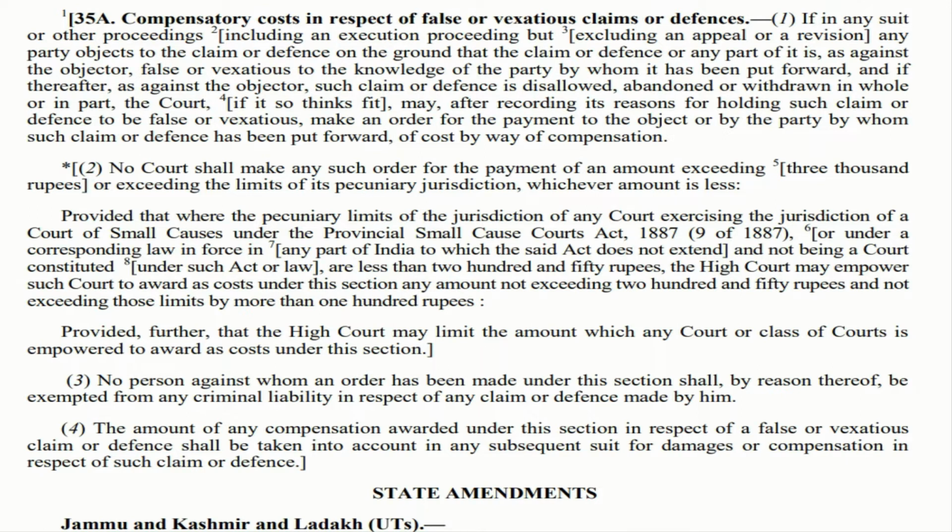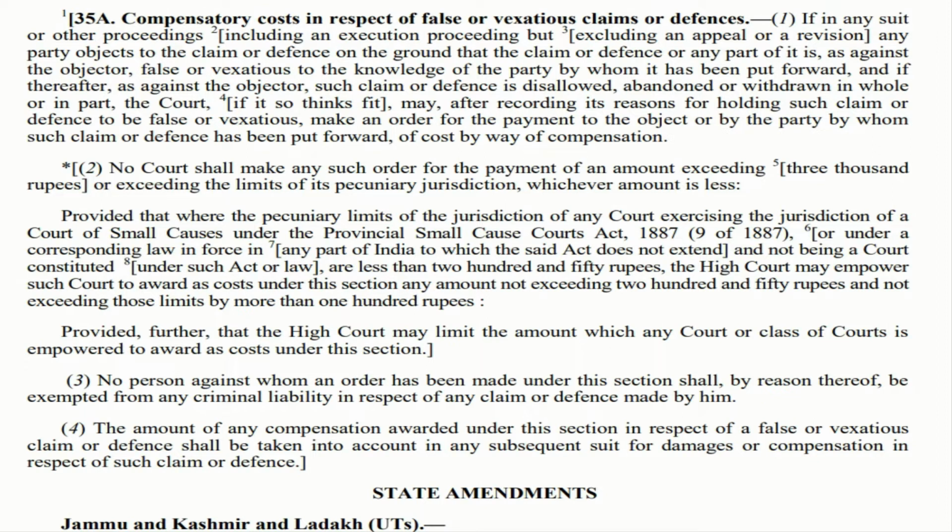Now the question is whether this 35A subclause 1 includes an execution proceeding. The answer is yes. And it does not include appeal or revision. This is very important. They may ask this in a multiple choice question. They may ask whether compensatory costs in respect of false or vexatious claims or defenses are included in appeal or revision. The answer is no, it is excluded. And whether it includes an execution proceeding, the answer is yes.